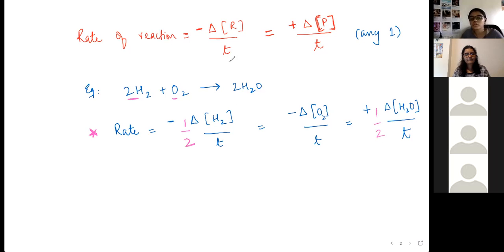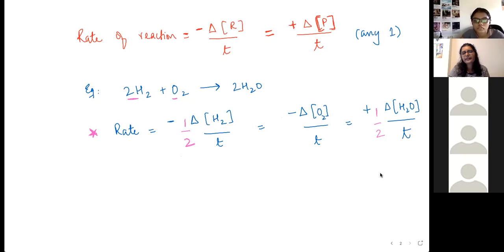But ma'am, the molar coefficients won't make a difference in the final answer, right? Because whether I take minus half delta H2 by T or H2O by T, the value is still similar to oxygen, right? I didn't get you. If I take without coefficients, can you put some value there? It's a little easier to comprehend. Do these things have values? Numerical values, numbers for the concentration of hydrogen, oxygen, and all that. Okay, hang on. I'll just see if there's an example problem that we can do with values.